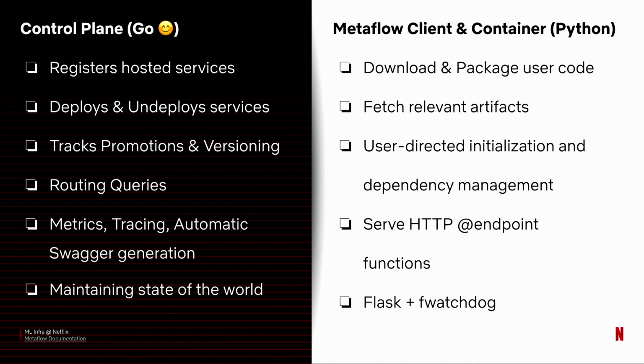So the control plane itself is written in Go. It's highly performant, and it is responsible for creating the instances for a new service. And the control plane is also the service which routes a query from the user's machine to a particular microservice or endpoint. The control plane also does other fancy stuff like generating a swagger for the user, and it's also responsible for maintaining state of the world.